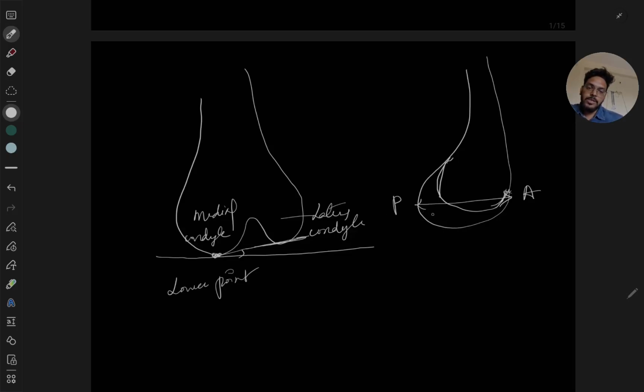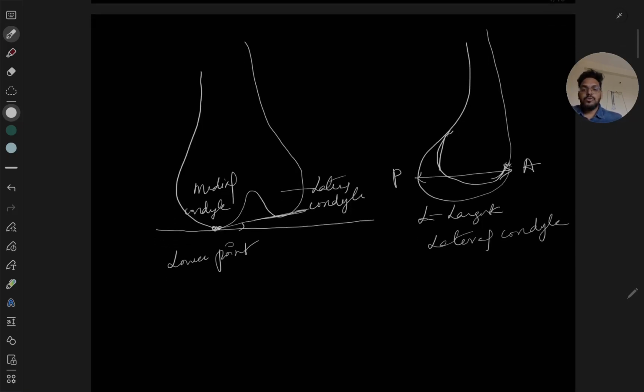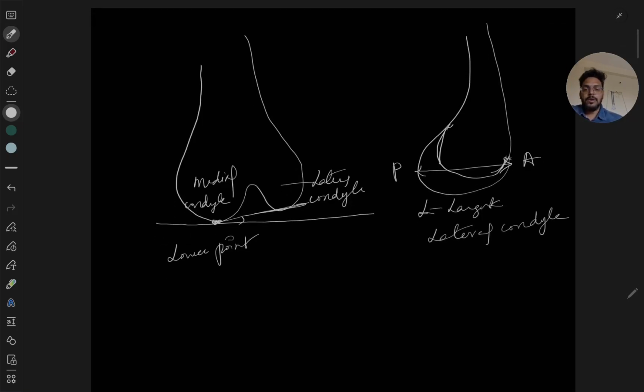In the anteroposterior direction, the largest condyle is the lateral condyle, L for L. So remember these 2 points: the largest condyle is the lateral condyle and the lowermost is the medial condyle, and in between the two is the intercondylar notch. Anterior to this will be the patella.